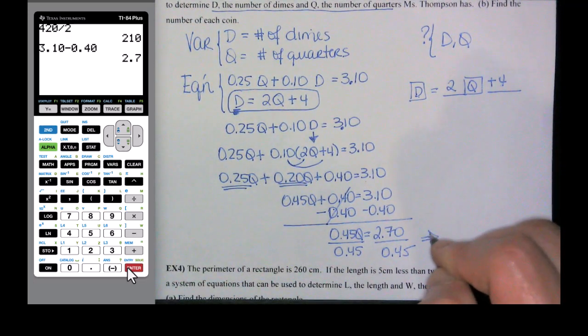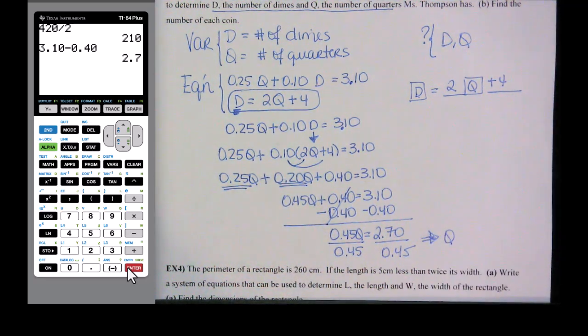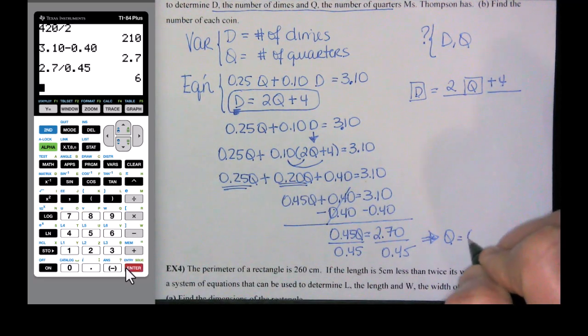So I have no more space here, so I'm going to write over here. And let's see. So we have 2.7 divided by 0.45, and we get 6. We get 6 quarters.